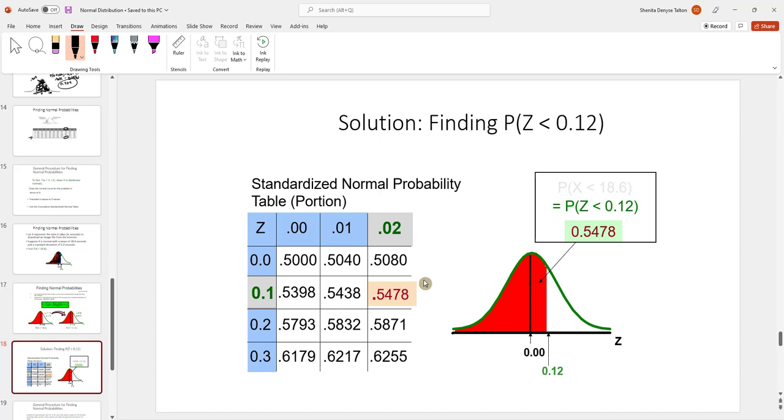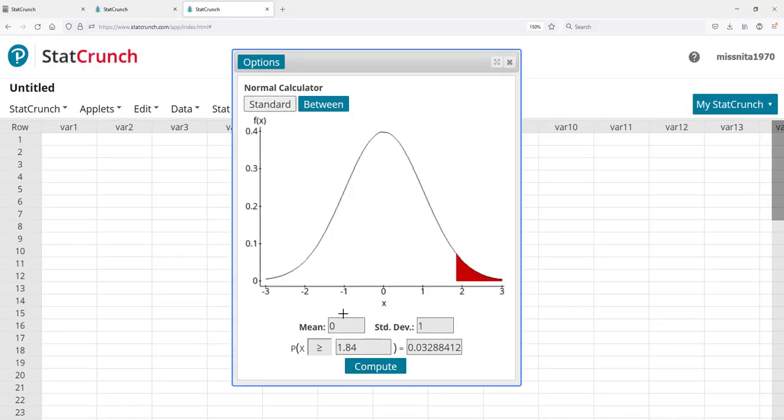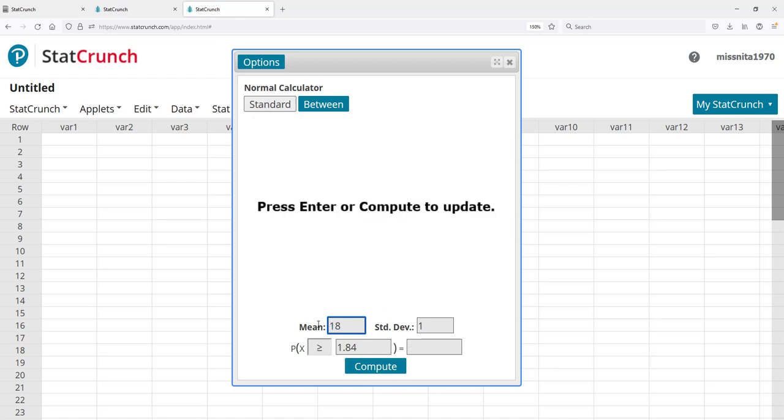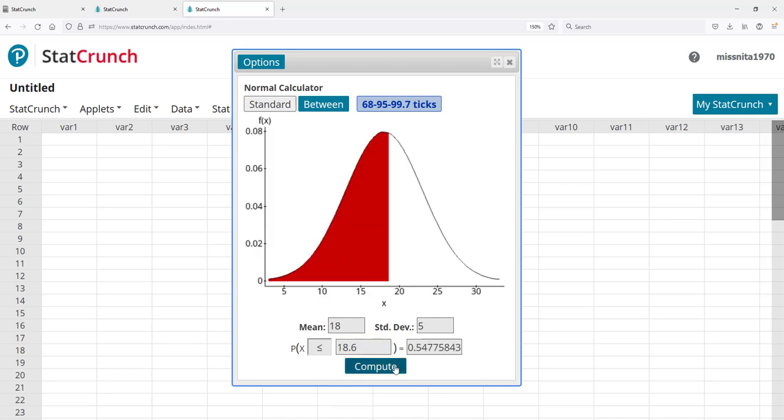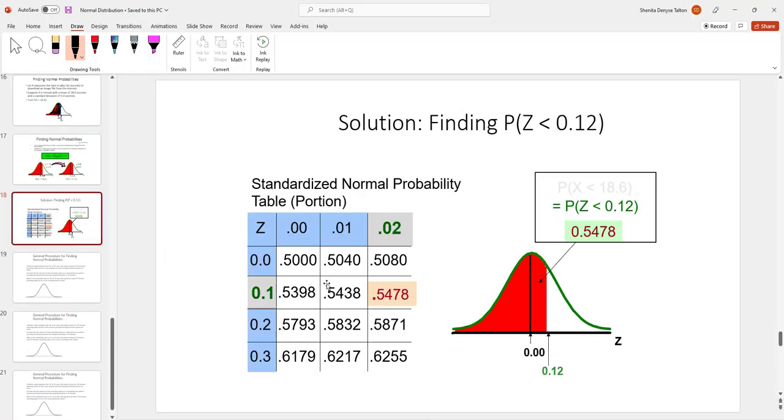When you use technology, you do not have to convert your values to a z-score. You can go ahead and just input the mean, the standard deviation, and your x value. So if we were to do this in StatCrunch, I'm going to go back to standard. We said the mean is 18 and the standard deviation was 5. We want everything less than 18.6. So once again, you don't have to standardize anything. You hit compute and you get 0.5477. And that's what we got when we did it with the table. We just rounded to 0.5478.